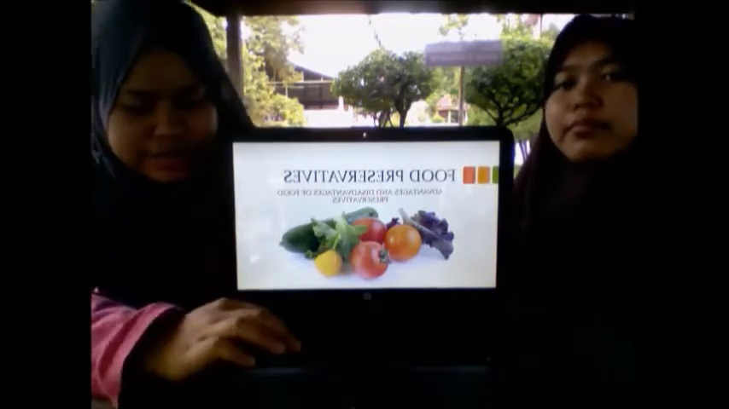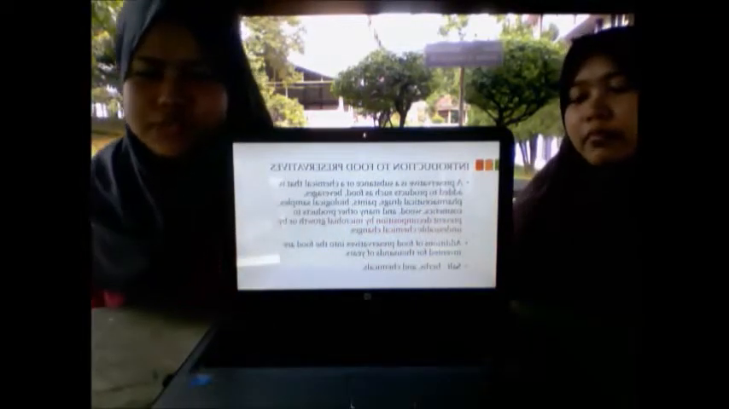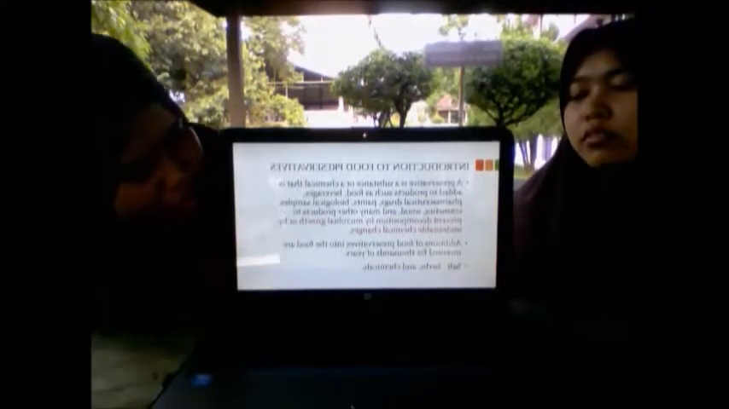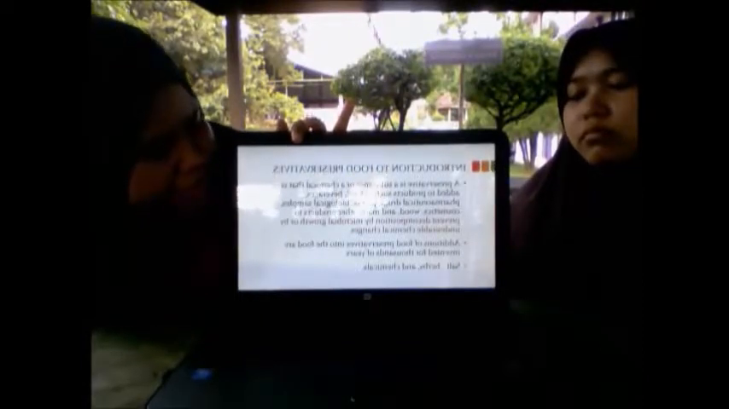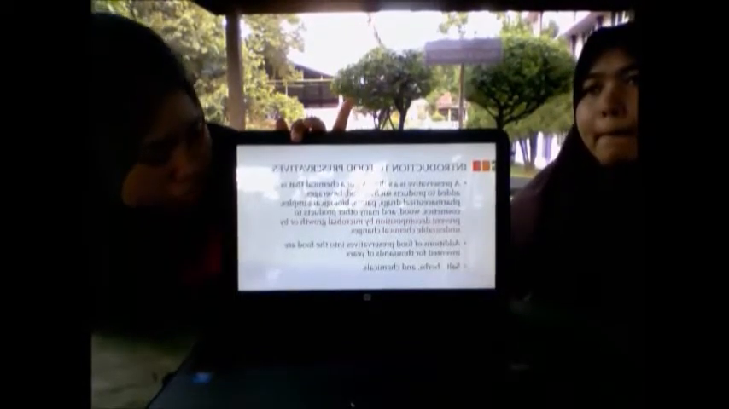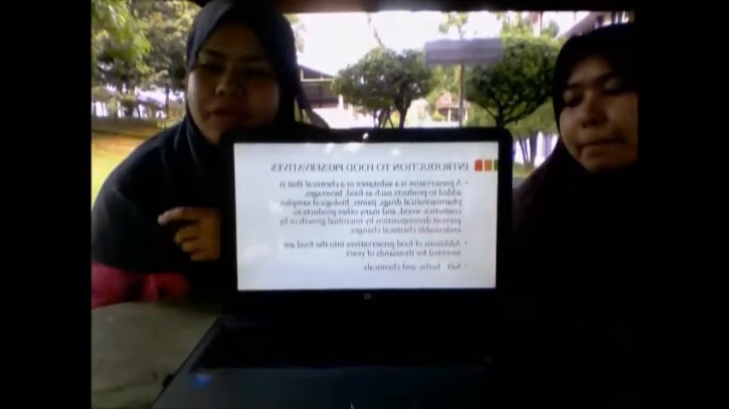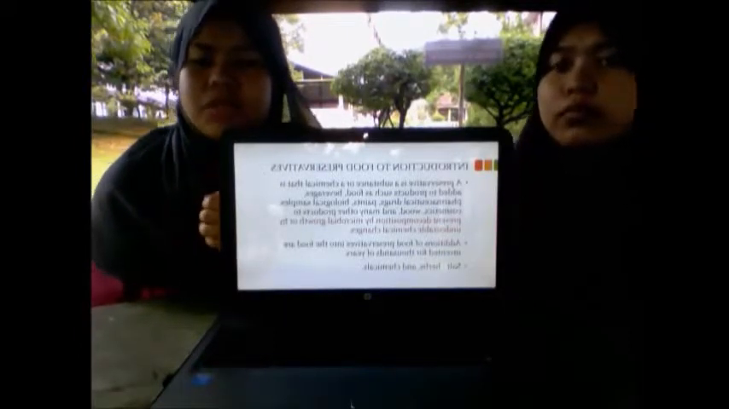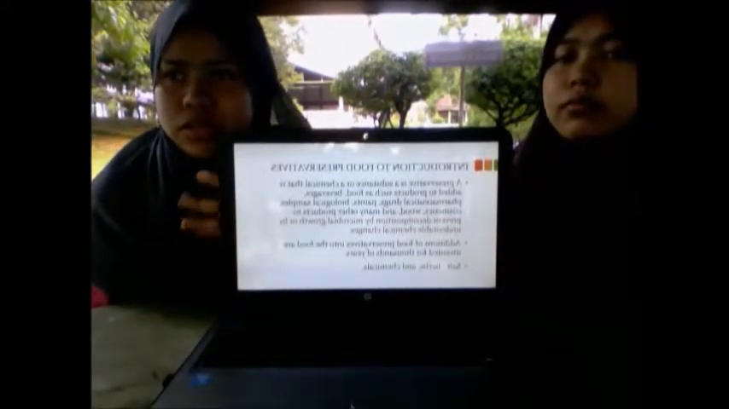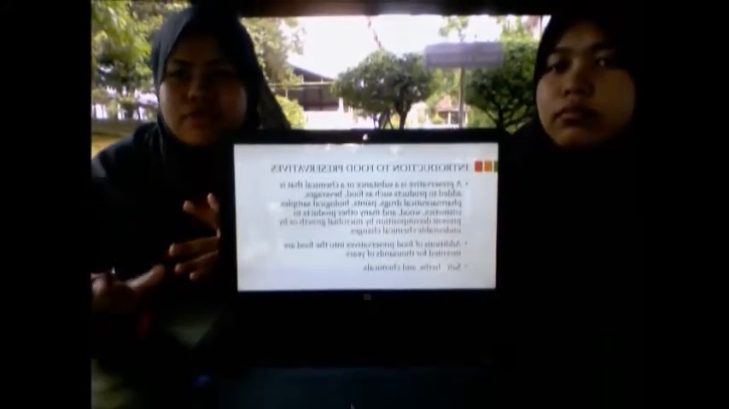So as an introduction, a food preservative is a substance or a chemical added to products such as food to prevent decomposition by microbial growth or by undesirable chemical changes. So the main reason food preservative is used in food is to prevent microbial growth and to lengthen the shelf life of a food product.